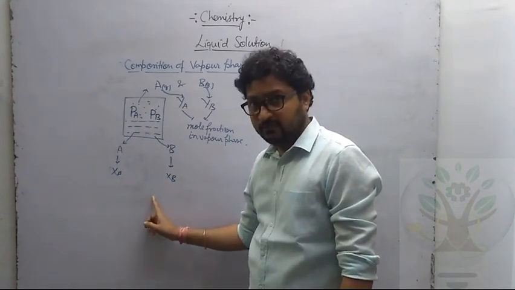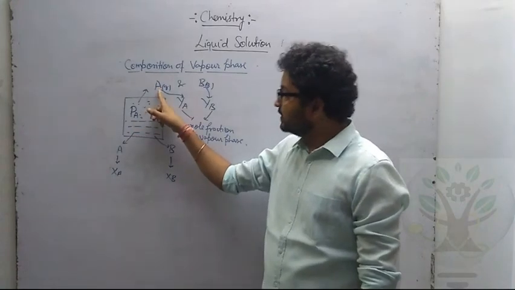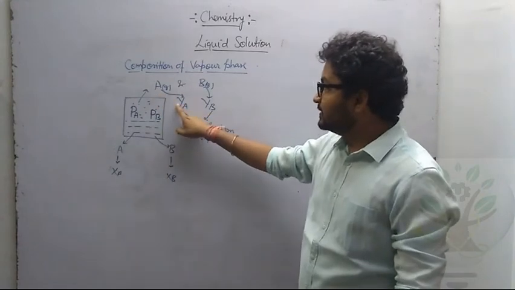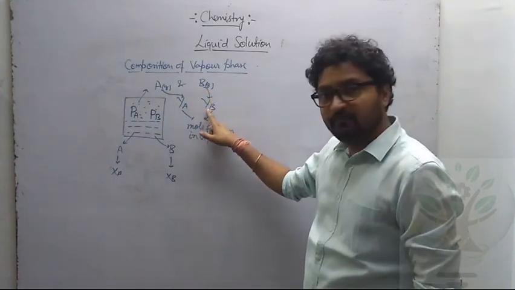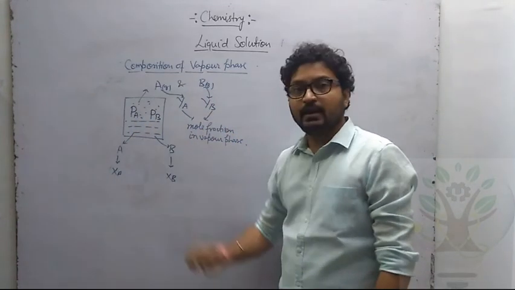Vapors will be formed. The vapor will contain vapors of A as well as vapor of B. Now let's say A has mole fraction Ya and B has mole fraction Yb, where? In the vapor phase. Pa and Pb are the vapor pressures of A and B.